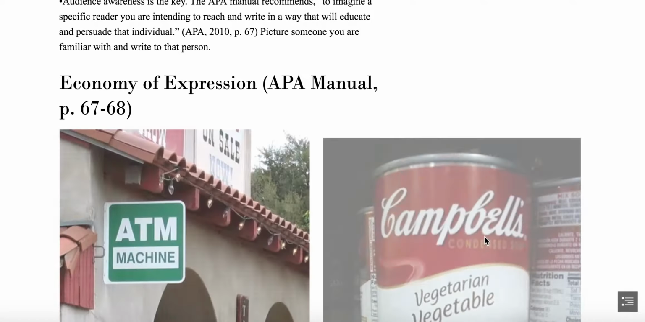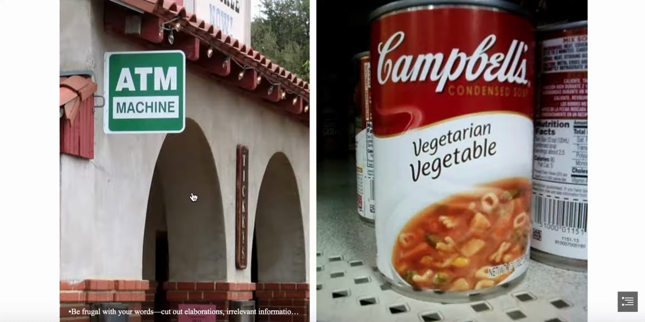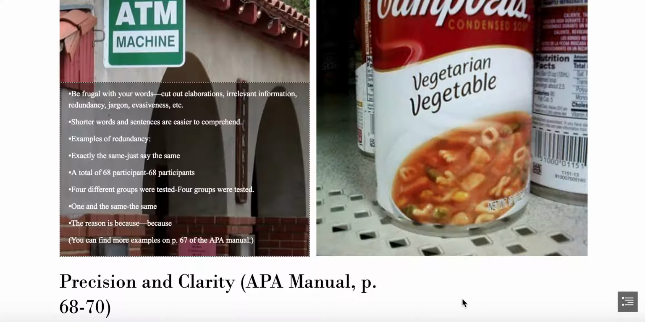All right, let's talk about economy of expression. And here are just some examples of redundancy. For example, this took me a minute to see this, but in ATM, the M stands for machine, and so ATM machine is redundant. Or vegetarian vegetable soup is a little bit redundant also. So be frugal with your words. Cut out elaborations, irrelevant information, redundancy, jargon, evasiveness.